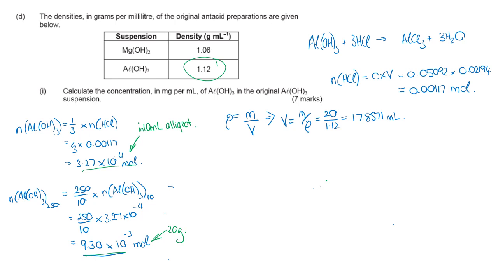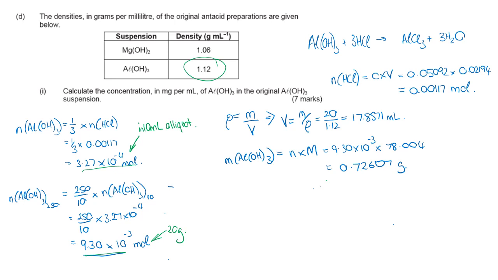So what's the mass? The mass of the aluminium hydroxide is number of moles times the molecular mass, which is equal to 9.30 times 10 to the minus 3 times the molecular mass of aluminium hydroxide, 0.72607 grams.